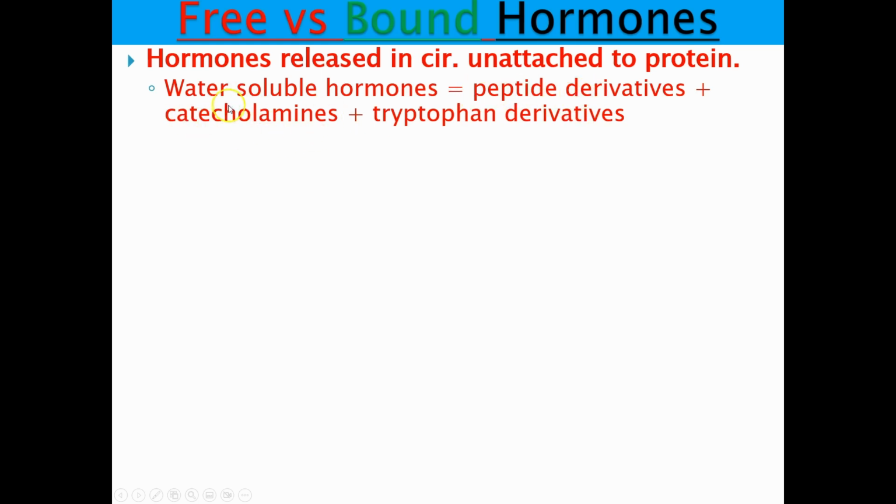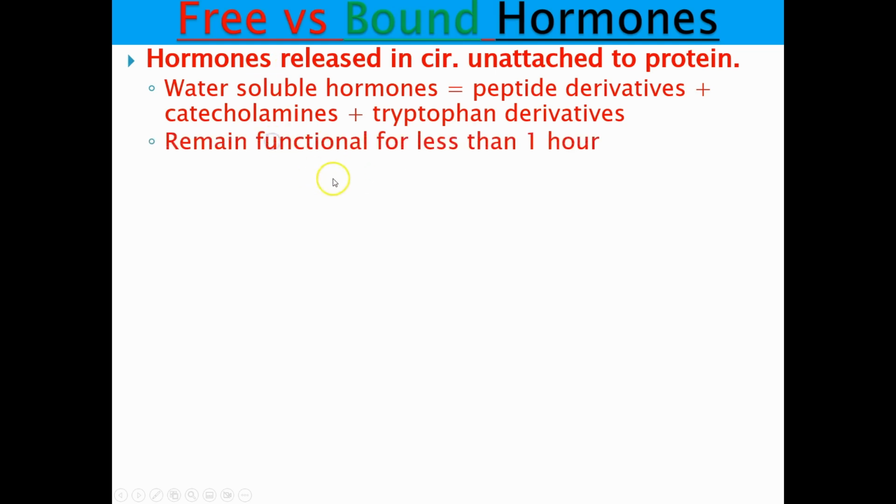We have the catecholamines, which were, of course, the tyrosine derivatives, epinephrine, norepinephrine. And then we talked about the tryptophan derivatives, which again are primarily the amino acid derivatives with the exception of thyroid hormone, because, of course, thyroid hormone is going to be a bound hormone, or we know it's going to be lipid soluble, right?